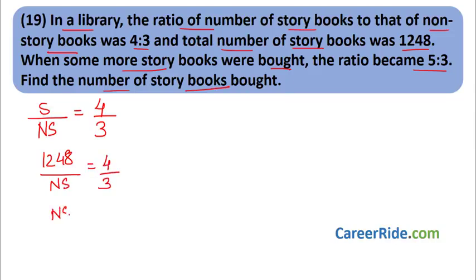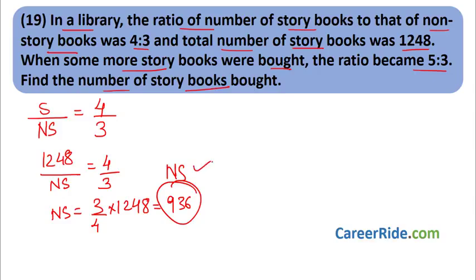So the number of non-story books would be 3/4 into 1248. Okay, that would give us 936. This is the number of non-story books. Now in second case, some more story books were bought. So non-story books will remain same. It won't change. Okay. Now some more story books were bought, right? Let us assume that m number of story books were bought. So what is the number of story books now? It would be 1248, that is the previous amount, plus m.